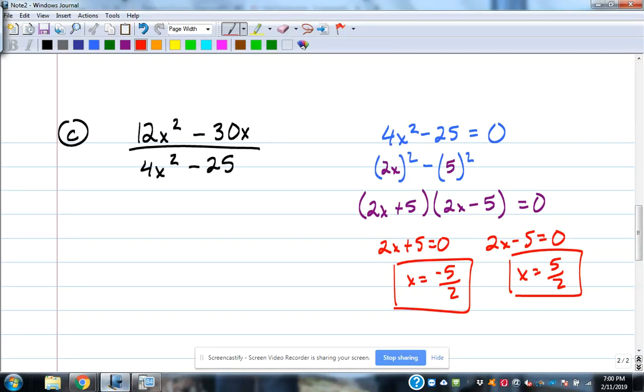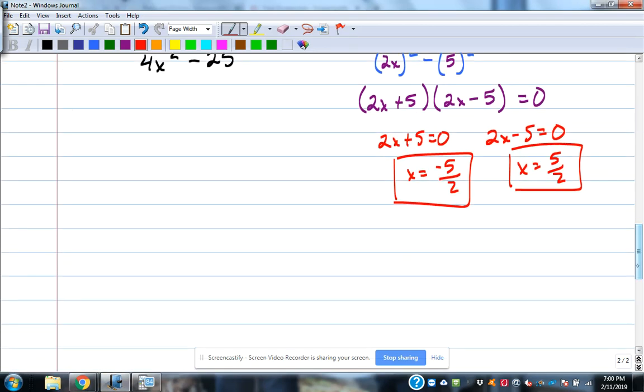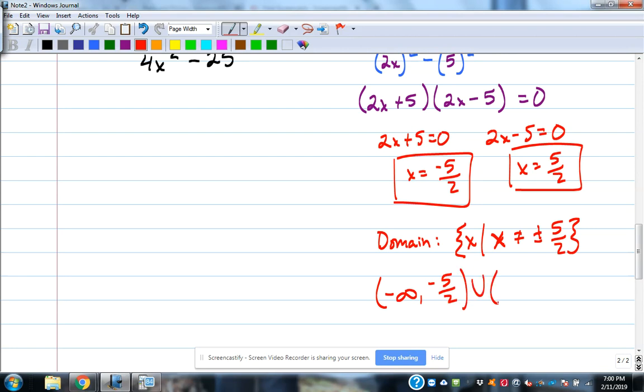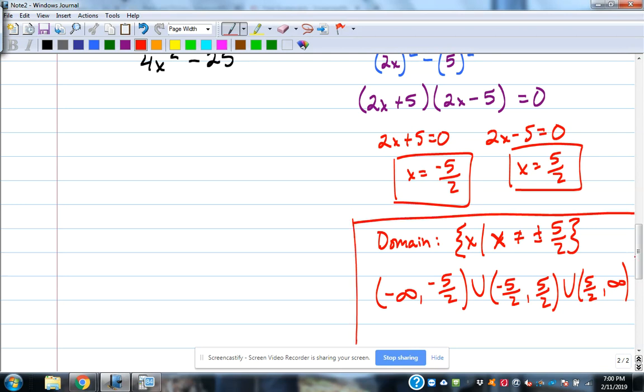All right, so the domain then would be from... You don't leave that as an improper fraction. Yes. Not going to change them to decimals or mixed numbers, leave them as improper fractions. So domain: x, as long as x does not equal plus or minus 5 over 2. The interval notation would be negative infinity to negative 5 over 2, union negative 5 over 2 to positive 5 over 2, union 5 over 2 to infinity. So there's our domain.